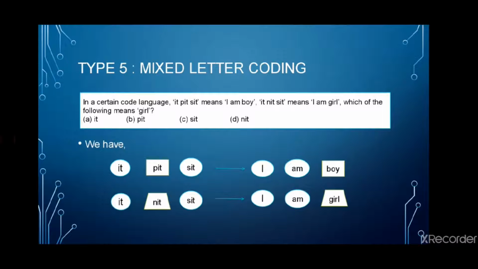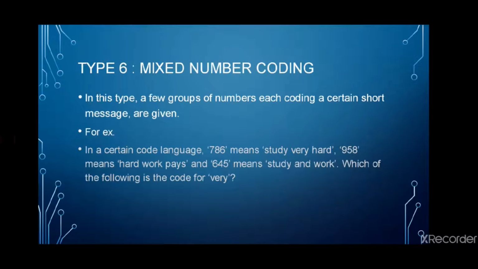Now I'll take a different example, but in the form of number coding. In mixed number coding, instead of words you will be given numbers. For example, in this question you are given 786 means study very hard, 958 means hard work pays, and 645 means study and work. Like I said, just because a sequence is given to you doesn't mean the answer is in this sequence itself.